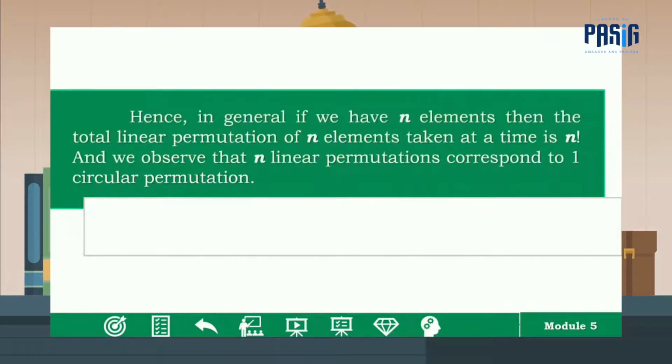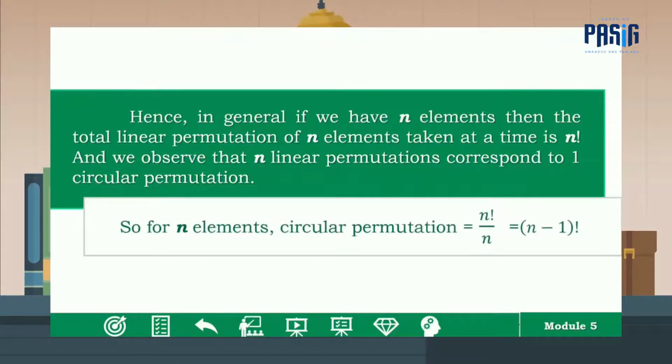Hence, in general, if we have n elements, then the total linear permutation of n elements taken all at a time is n factorial. And we observe that n linear permutations correspond to one circular permutation. So, for n elements, circular permutation is equal to n factorial divided by n, which is equal to the quantity (n minus 1) factorial.